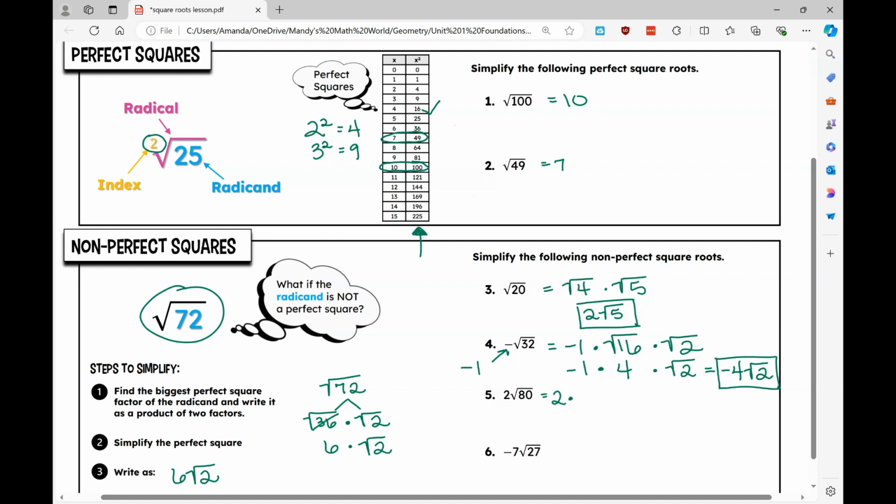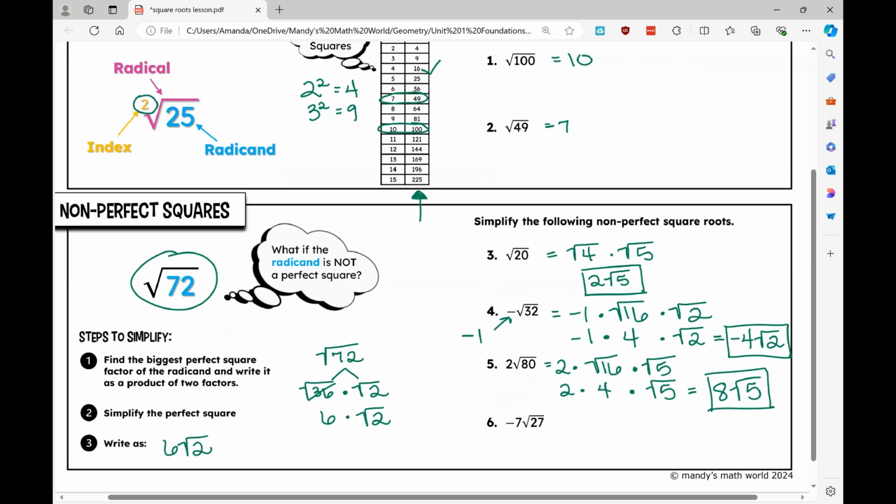It's 16. 16 times what is 80? 16 times 5, which means the square root of 16 times the square root of 5 is the square root of 80. So I've just rewritten it as a product of 2 factors. What is the square root of 16? It's 4. So again, I'm just going to rewrite it. And now in multiplication, I'm just going to multiply across. 2 times 4 is 8 square roots of 5. And that's my answer.